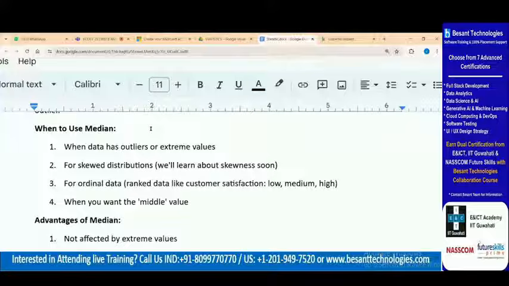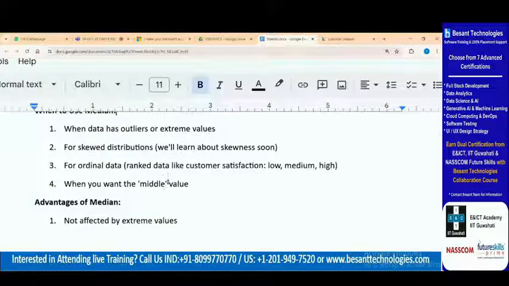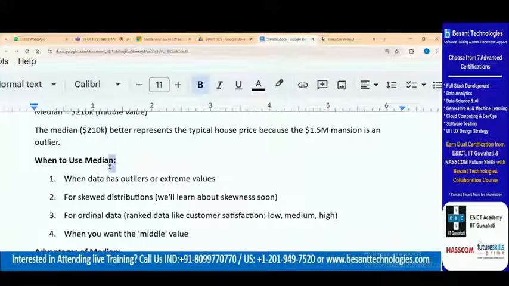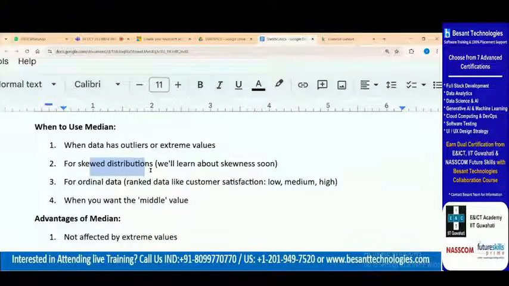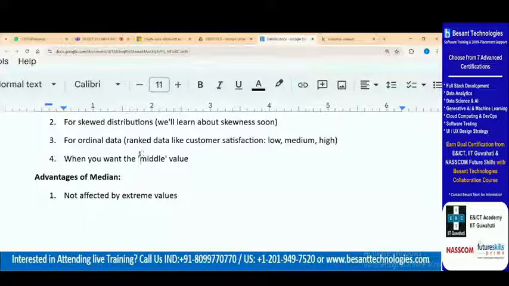So you can have a question: when to use the median. In the mean you have a problem when you have outliers, you cannot use the mean. But if you have outliers, you can use the median. You can use the median in skewed distributions. We'll see this later in the classes, what skewness and distribution are. And we can use it on ordinal data. Ordinal is nothing but low, medium, high kind of values.